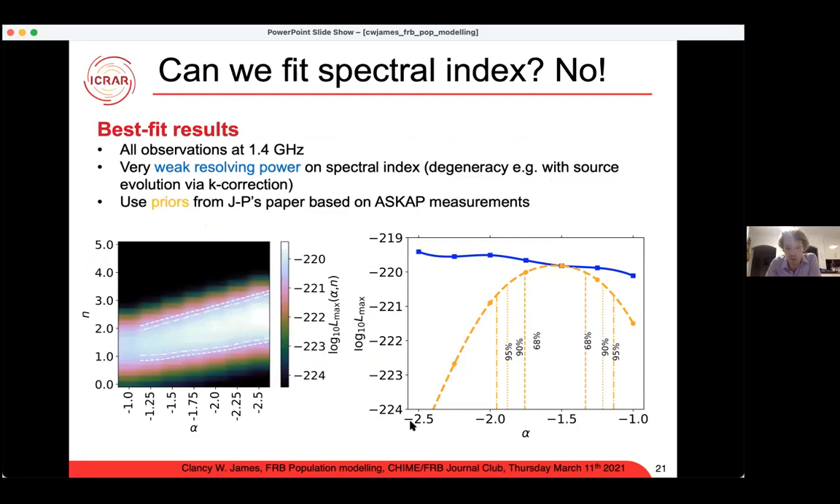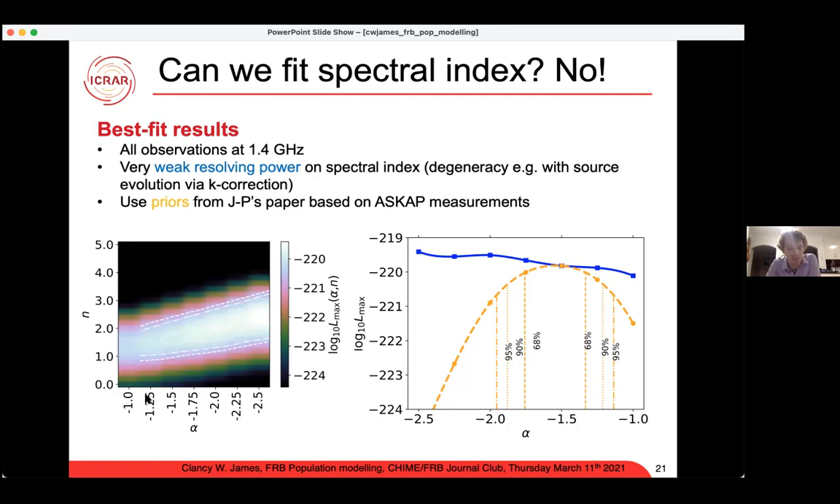So what we've got here is a one-dimensional fit for this spectral index alpha as a function of, and this is your measured maximum likelihood here. And blue is, okay, we see a trend for preferred steep spectral index, but you have very weak resolving power on it because all these observations are at 1.4 gigahertz and there's a strong degeneracy with source evolution via the K correction, right? So here we have your preferred value of your redshift evolution scaling from no evolution to, I don't know, some ridiculous thing that goes star formation rate to the power of 5.